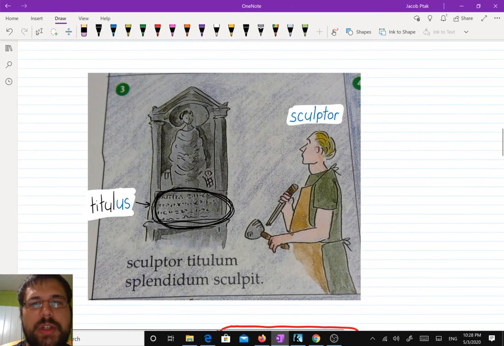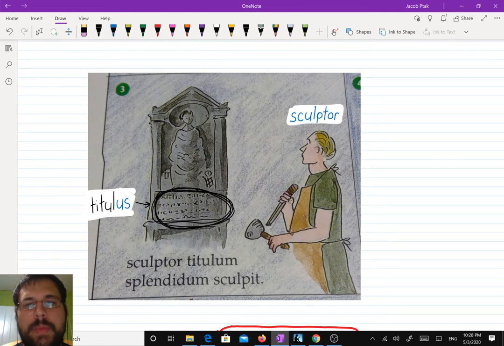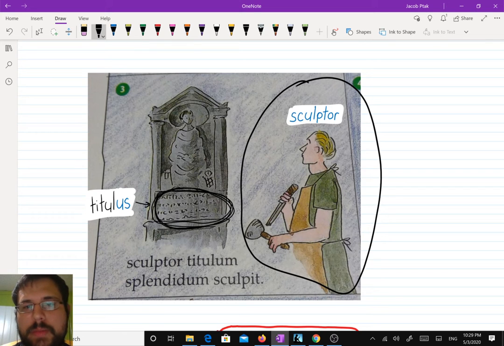We have sculptor titulum splendidum sculpit. So this is a sculptor. You might recognize the word in English because it's the same word. He's a guy who works with stone. He has a sort of hammer here and a chisel, and it's his job to carve words or maybe other things like art onto stone. So today he's going to be sculpit, carving a titulum splendidum, which is this thing here.